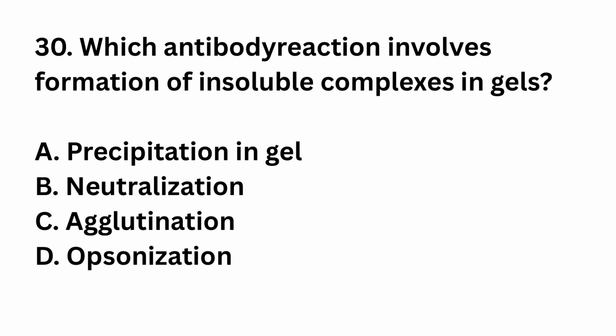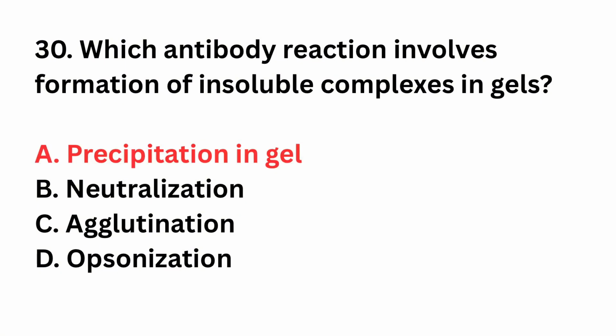Question number 30. Which antibody reaction involves formation of insoluble complexes in gels? Precipitation in gel, neutralization, agglutination, opsonization. The right answer is option A, precipitation in gel. Antigen and antibody diffuse towards each other. A visible line of precipitation is formed.